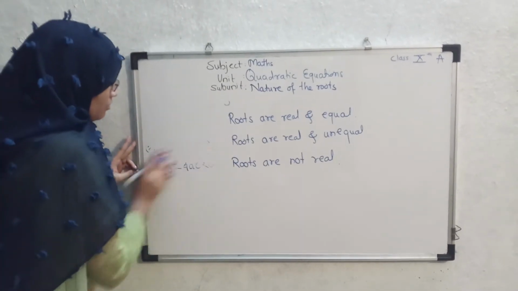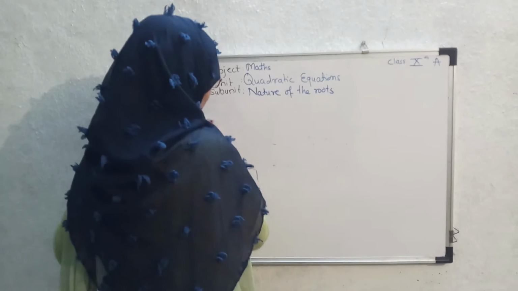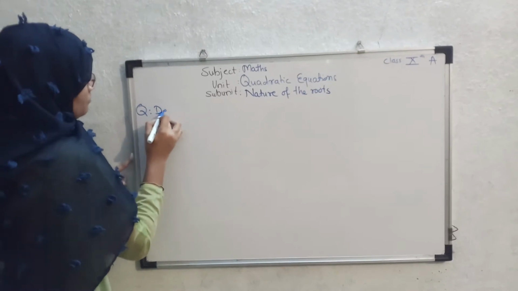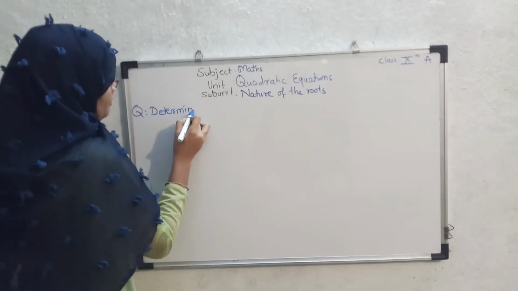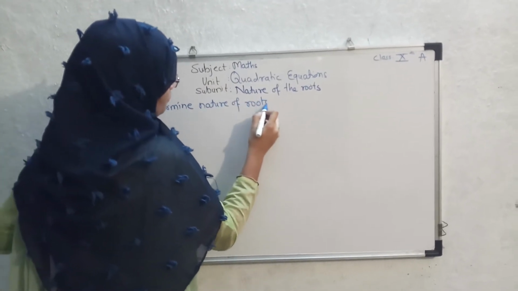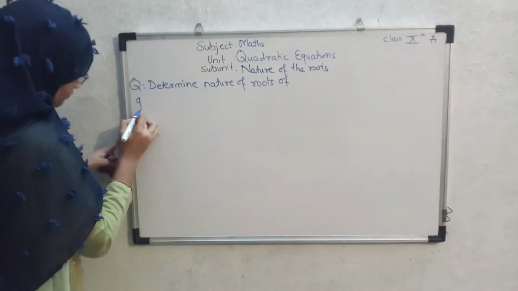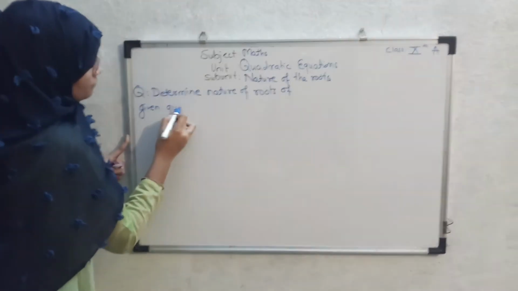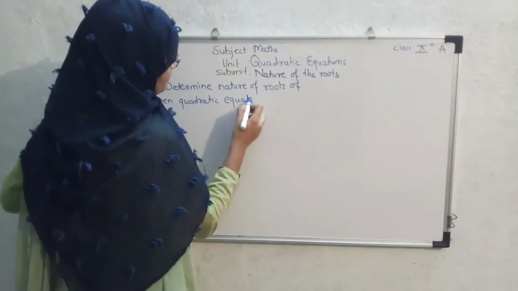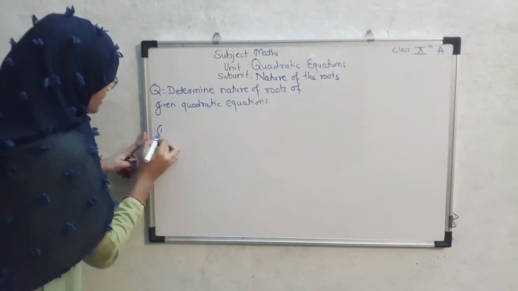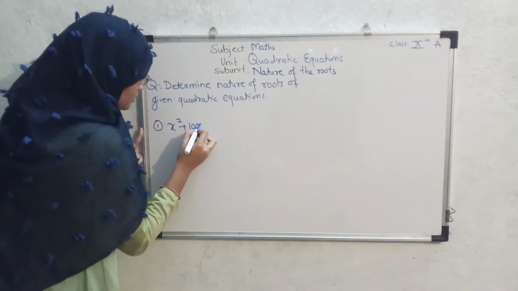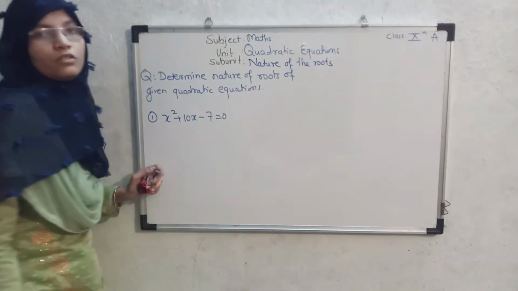Now we will see some examples. The given question is: determine the nature of roots of the given quadratic equations. First example is x square plus 10x minus 7 is equal to 0.